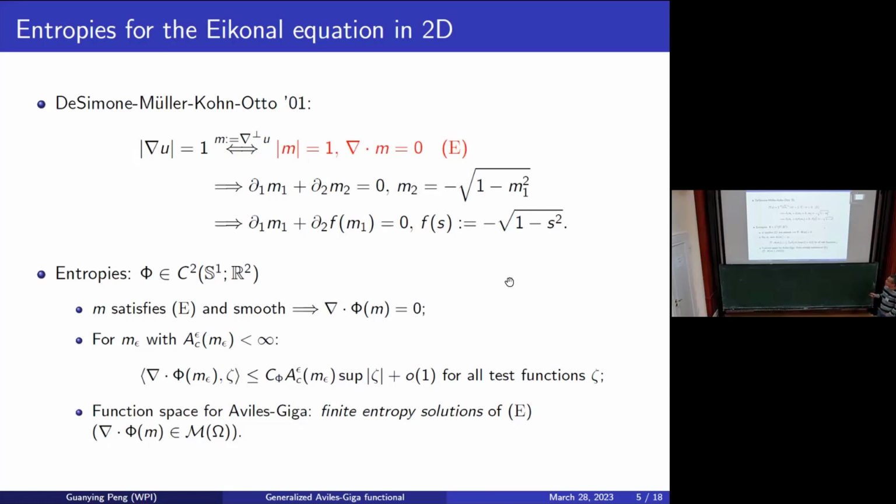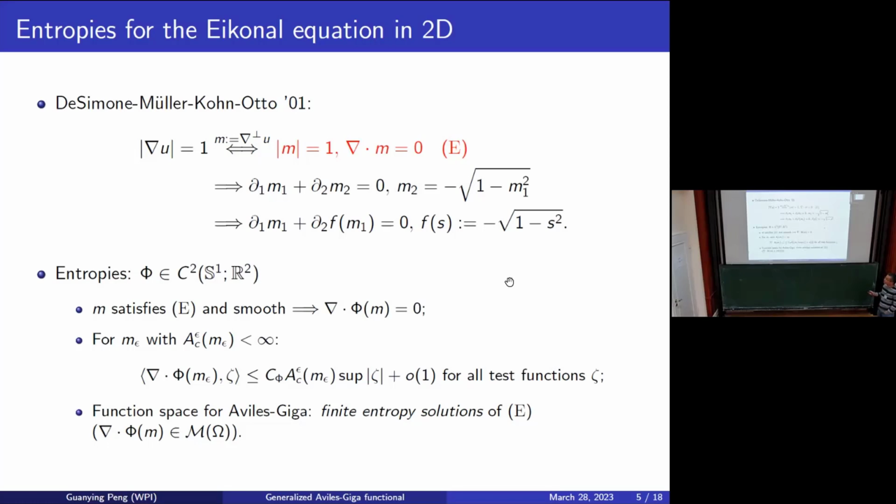If you take the integral of the entropy production against any test function, this can be controlled above by some constant depending on the entropy phi, multiplied by the Aviles-Giga energy of this vector field M epsilon, multiplied by the sup norm of the test function. And then there is a lower order term that is on the order of a certain power of epsilon.